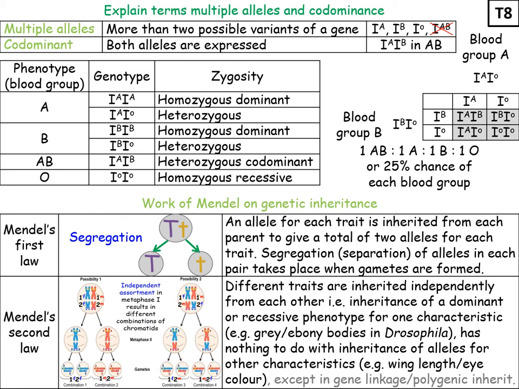Mendel's second law relates to independent assortment. This obviously happens in metaphase one, resulting in different combinations of chromatids. Different traits are inherited independently from each other, i.e. inheritance of a dominant or recessive phenotype of one characteristic, in other words, grey or ebony bodies in Drosophila, has nothing to do with inheritance of alleles for other characteristics such as wing length or eye colour. So what you inherit out of the two alleles for one gene has no effect on what you inherit for another gene. However, there are some exceptions, and we're going to learn about gene linkage and polygenic inheritance also.